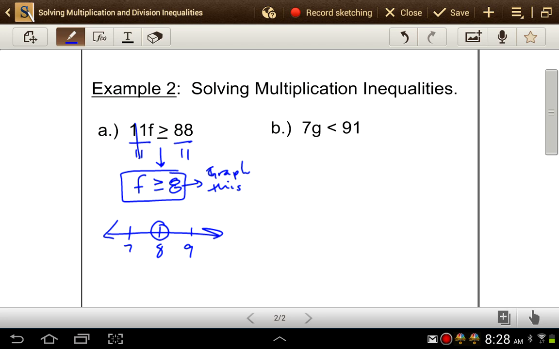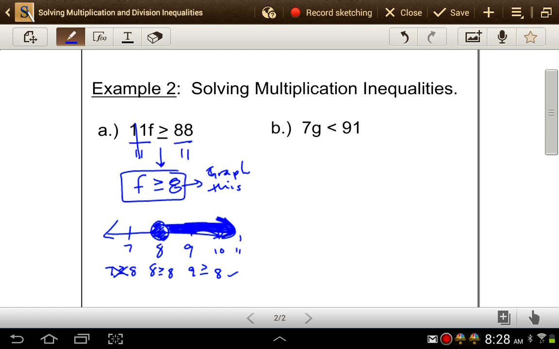So I can try some of these. Is 7 greater than or equal to 8? No. Is 8 greater than or equal to 8? Yes, so I'm going to fill that in. Is 9 greater than or equal to 8? Yes, it is. So that means I'm going to shade, because 8.5, all the decimals, 9, and then beyond, 10, 11, all of those are greater than 8. So I'm going to shade that way and then put an arrow at the end to represent every number greater than 8 is a correct answer.